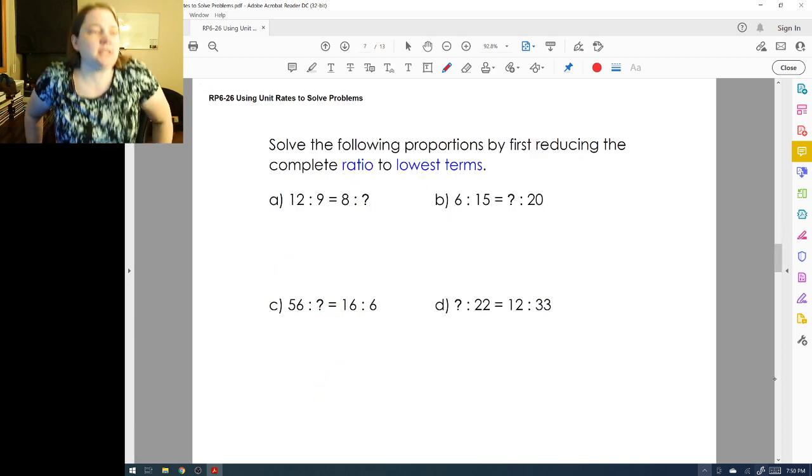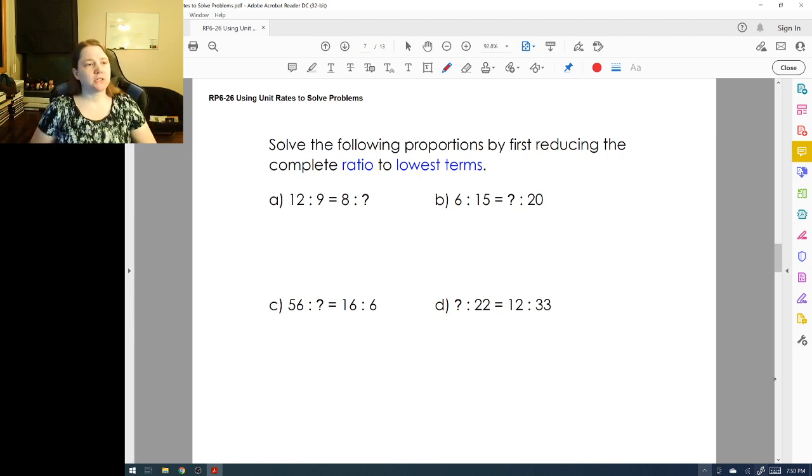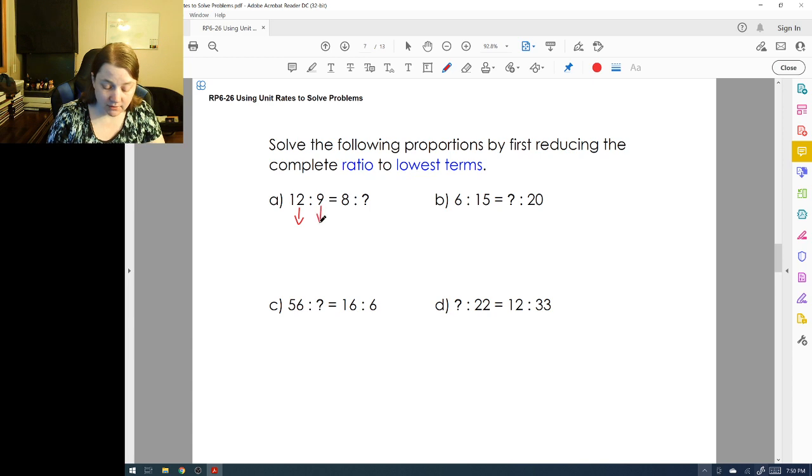Let's take a look at these examples. We're going to solve the proportions first by reducing the complete ratio to lowest terms. So take a look at each of these completed ratios and try to simplify them. Go ahead and pause the video now if you don't want spoilers.